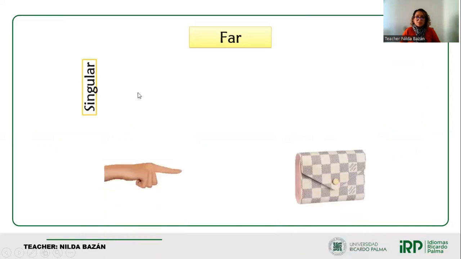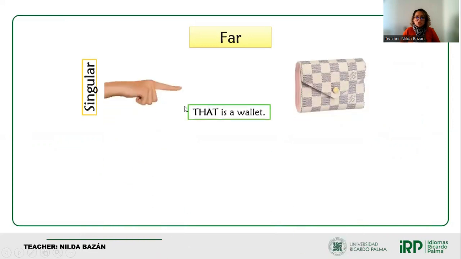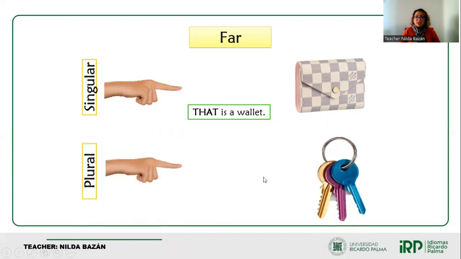But what happens if there is a distance? If they are far? Okay, look at this. When one object is far from us, I mean it's singular, we are going to use the word that, like the wallet. That is a wallet because there is a distance. But if I have more than one object, I mean plural, like the keys, I am going to use the word those. Those are keys because there is a distance. And I have 1, 2, 3 keys.